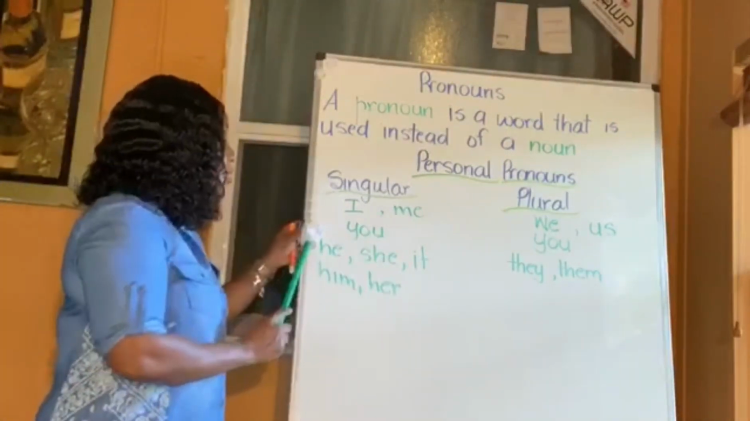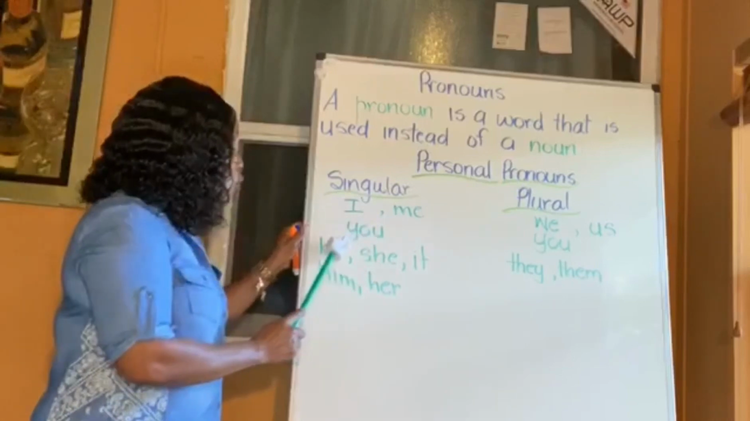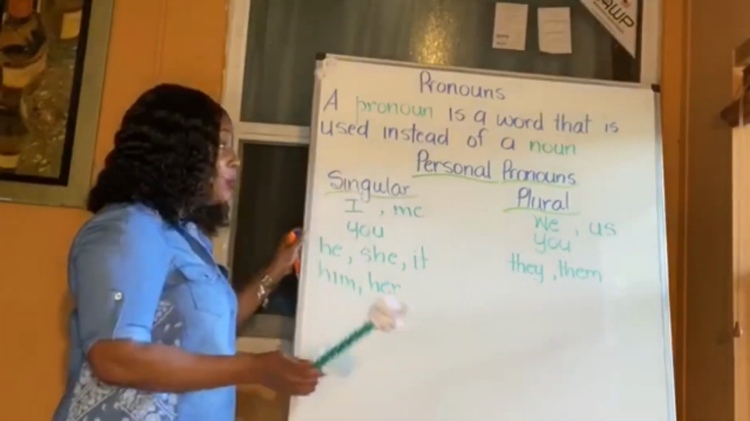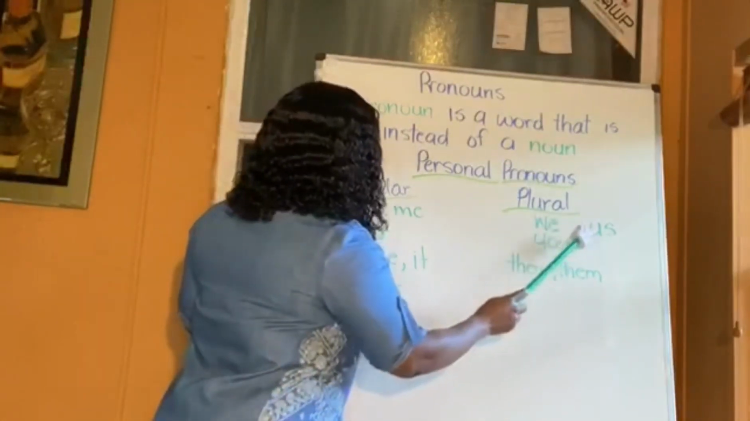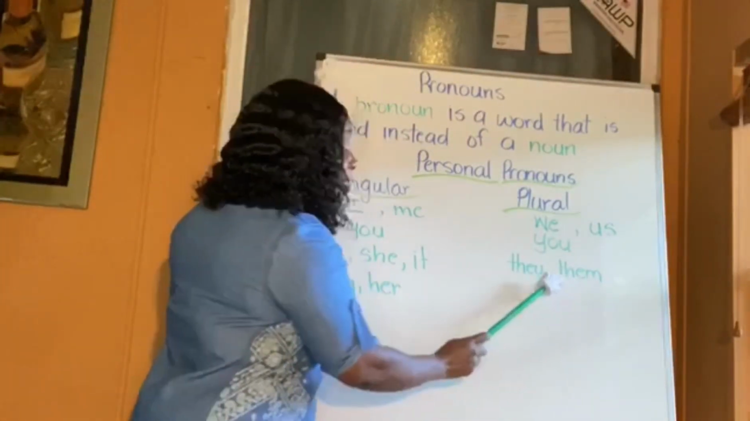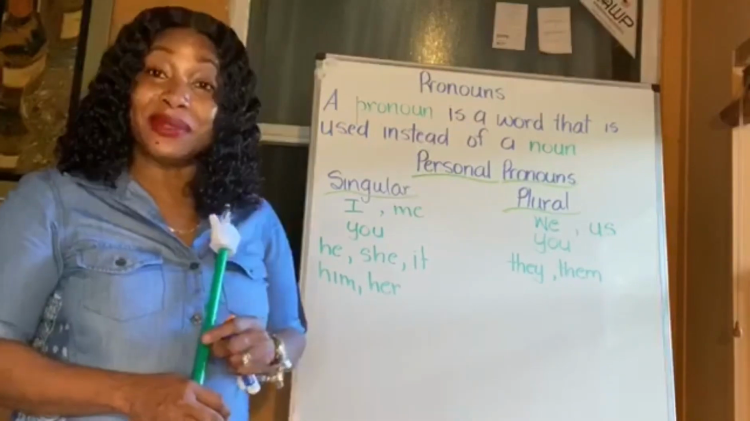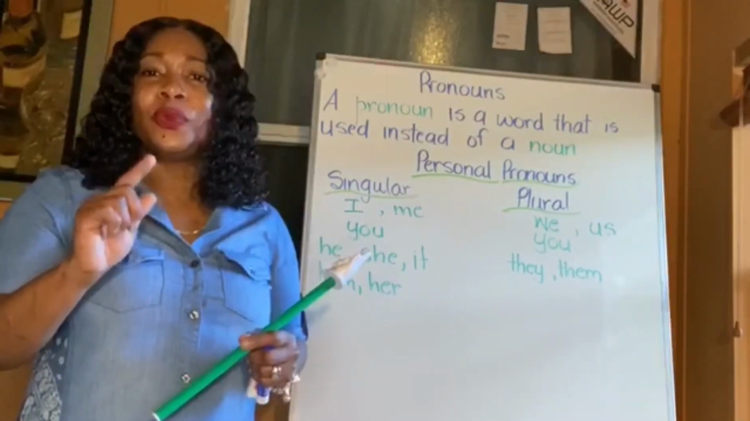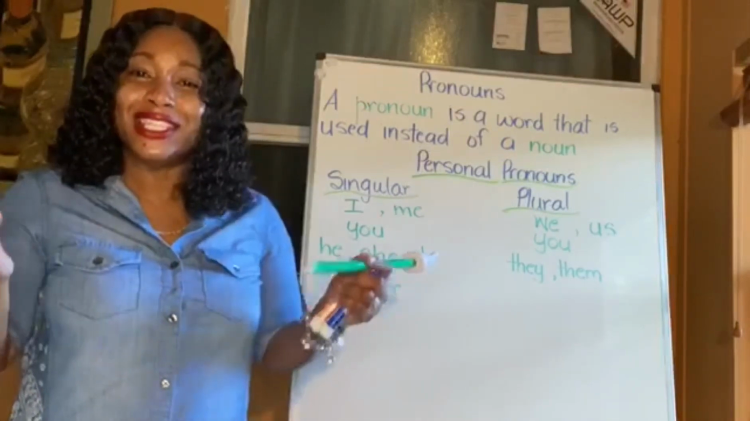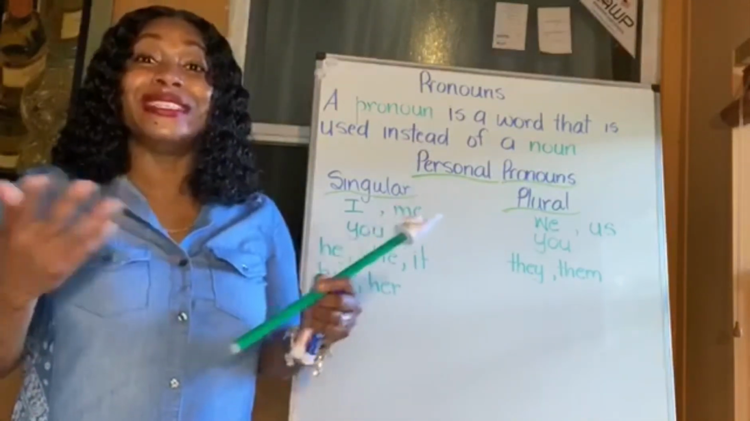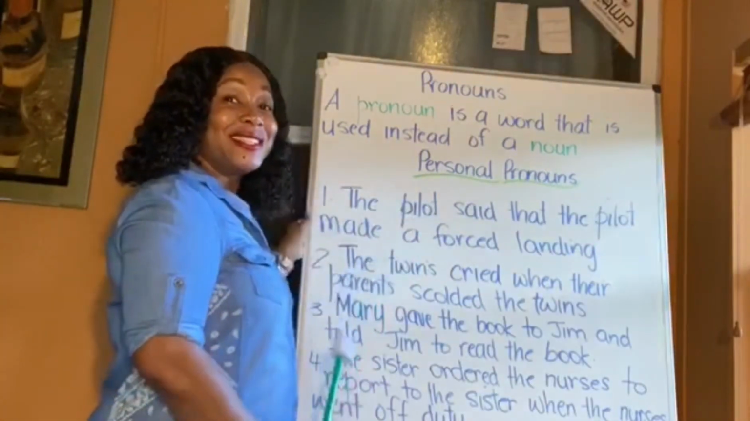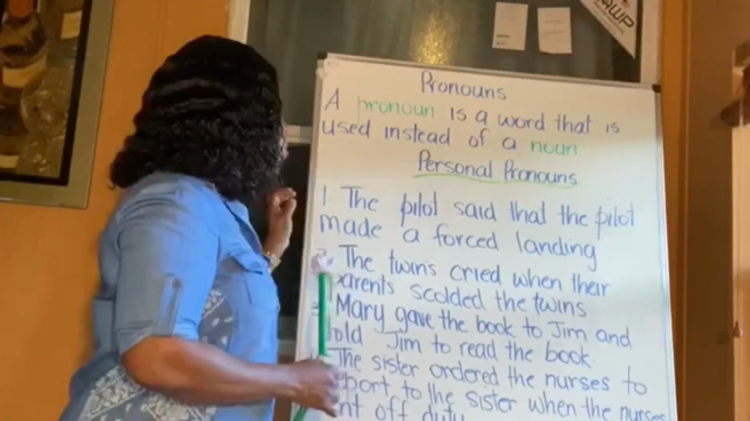So again, the singular: I, me, you, he, she, it, him, and her. Plural: we, us, you, they, and them. Now we're going to look at some sentences where the nouns are repeated and see which pronoun would make sense to fill the blank or to take the space. Let's go. All right. So, sentence number 1.